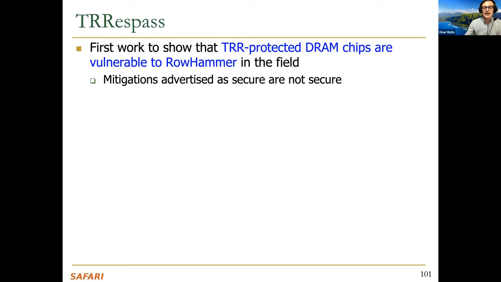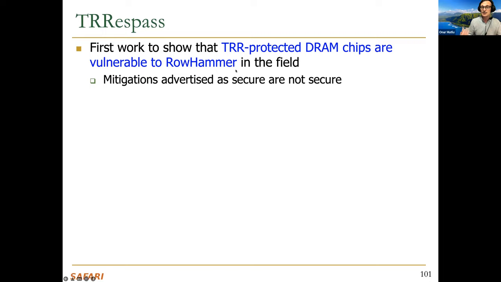So the solution that DRAM manufacturers came up with was called TRR, targeted row refresh. Basically, somehow you refresh rows that are affected by RowHammer. It's a very general mechanism. There's not much known about it, except for some patents potentially, but patents don't necessarily make it into products clearly. So there's not much known about what's really implemented in real chips, except this work was the first to uncover that. So basically we showed that this claim doesn't hold.